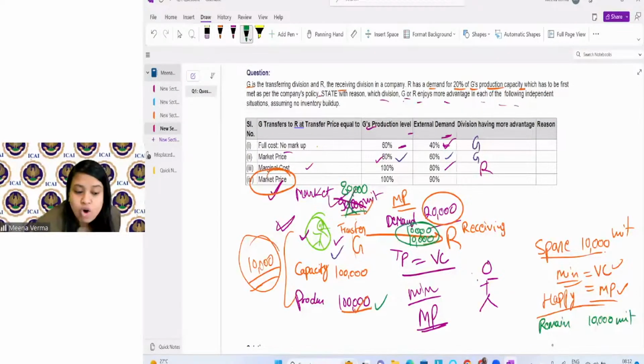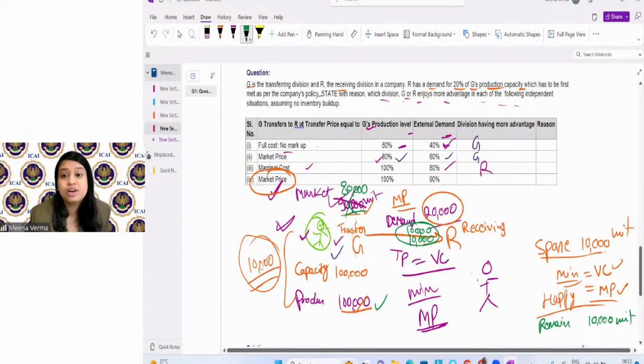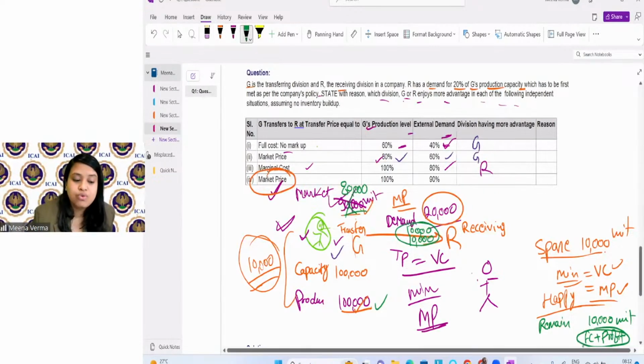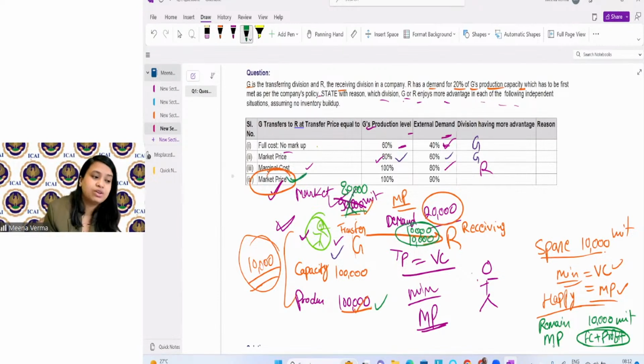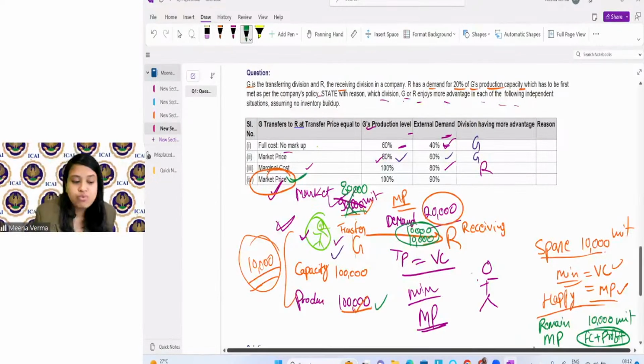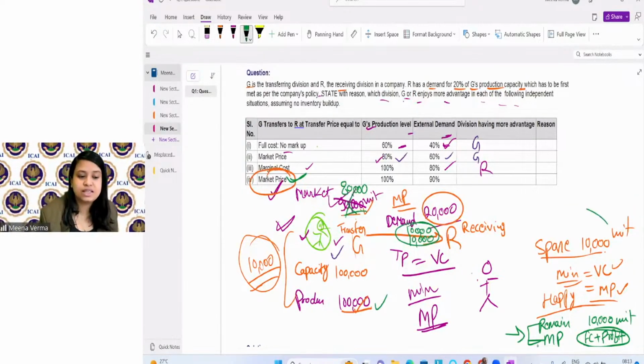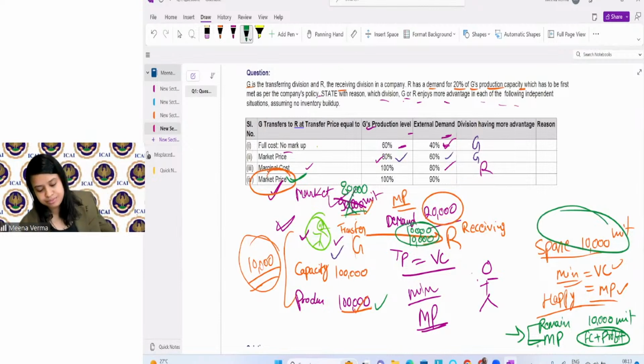For the remaining 10,000 units, he was already earning the fixed cost and profit. He was already recovering everything. So for these, his minimum expectation was the market price, and he's transferring the goods at the market price. For these he is not happy, because he is recovering only the minimum expectation, not more than that. So not for these 10,000 units, but for the other 10,000 units, he will be happy.